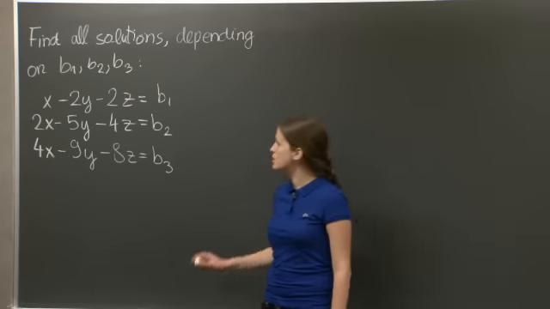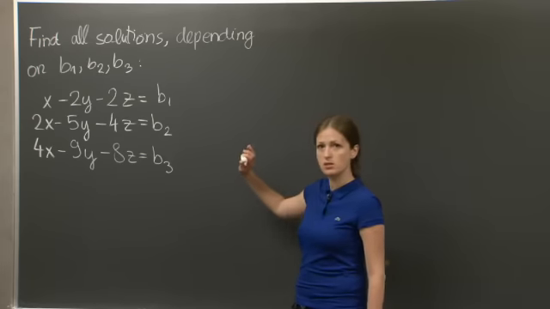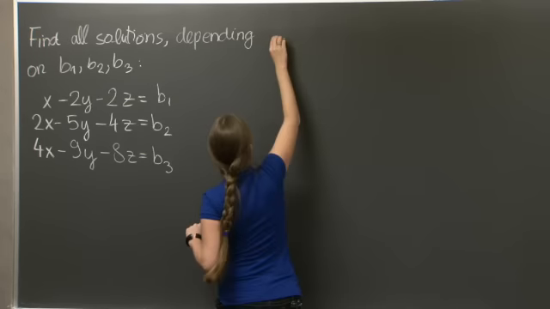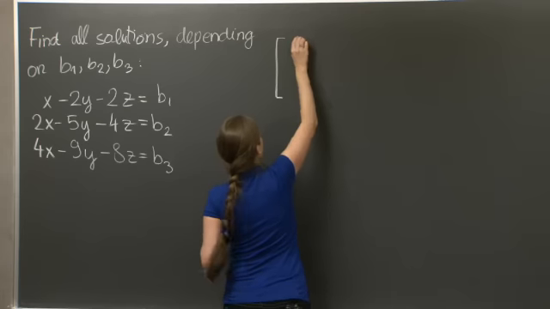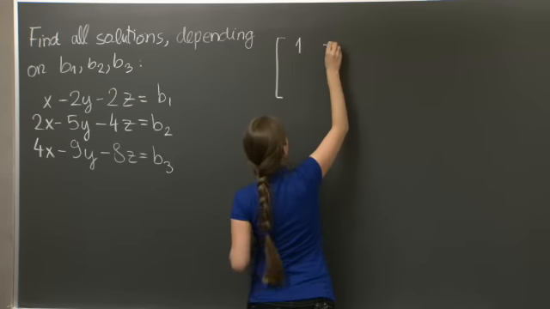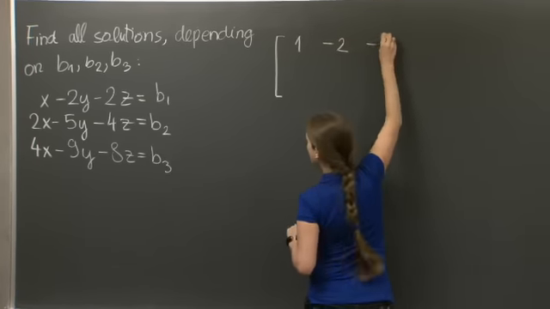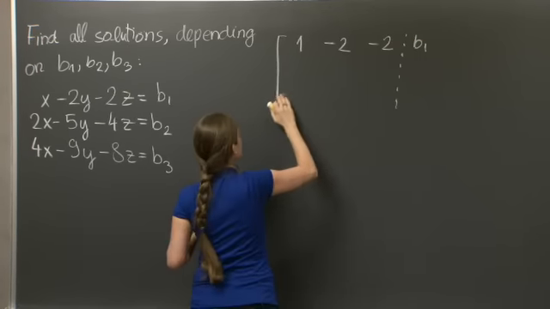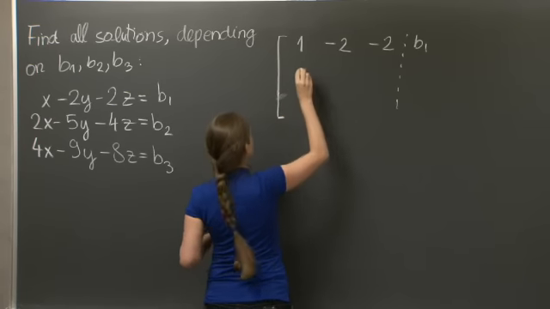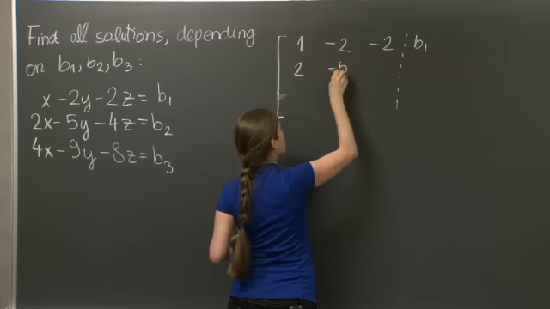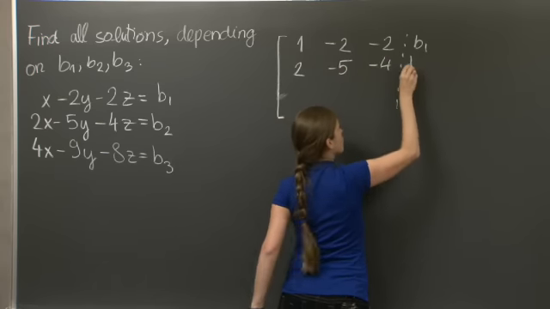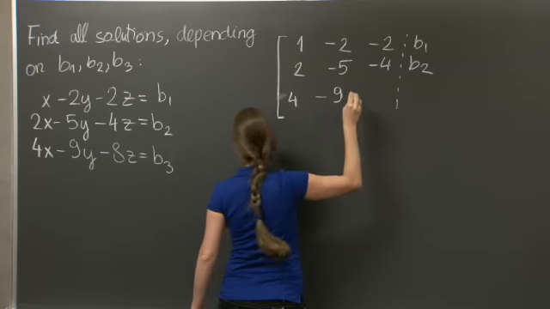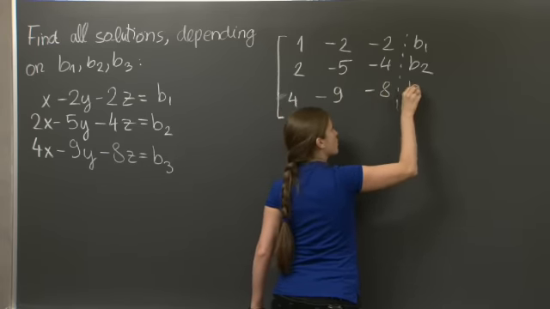And we're back. Let's start by solving this system as if b1, b2, and b3 were numbers. So we write the matrix of the system, which is 1, minus 2, minus 2, b1. 2, minus 5, minus 4, b2. And 4, minus 9, minus 8, b3.